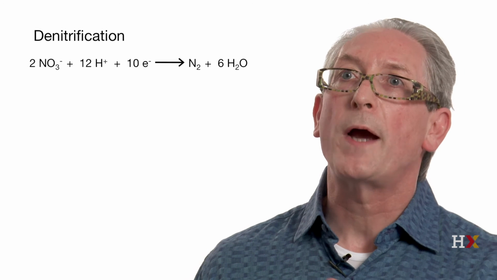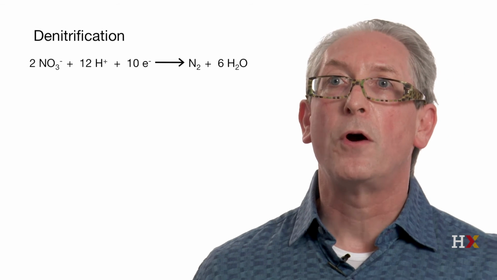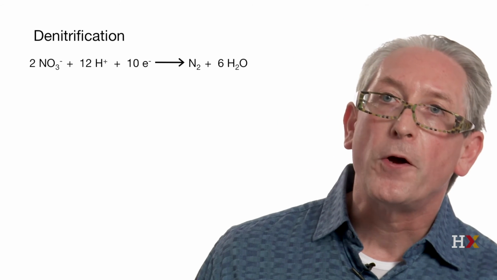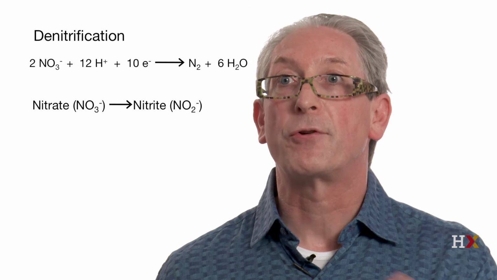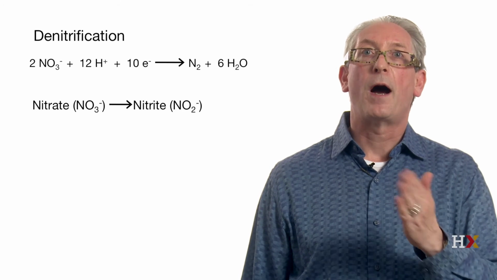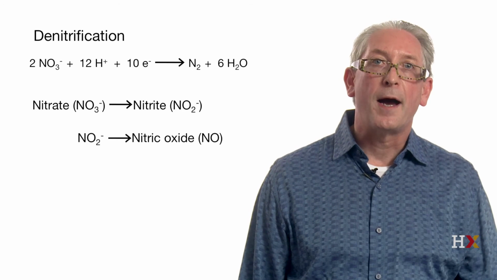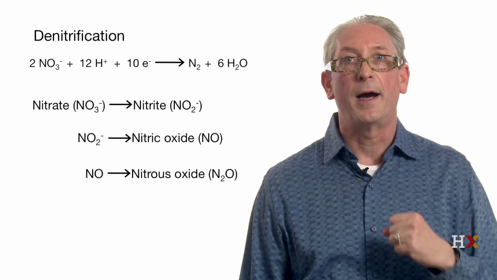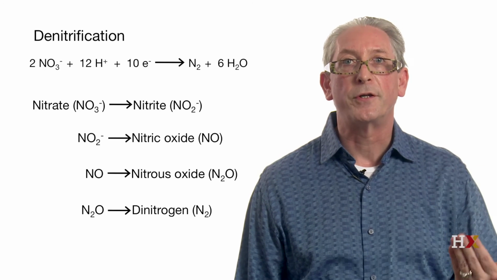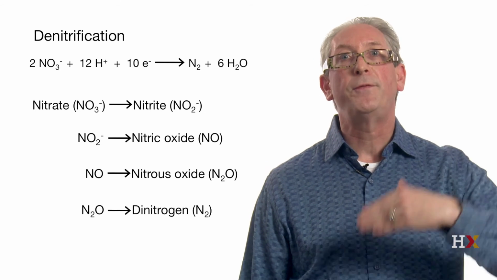Denitrification is a stepwise process composed of 4 sequential reduction reactions. First, nitrate is converted into nitrite. Then nitrite is converted into nitric oxide. Nitric oxide is then converted into nitrous oxide. And finally, nitrous oxide is converted into dinitrogen, which is a gas that can diffuse in the environment. All of these reactions that are reductions will require electrons.